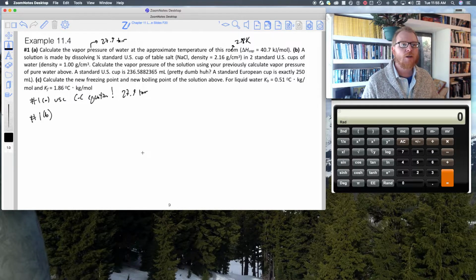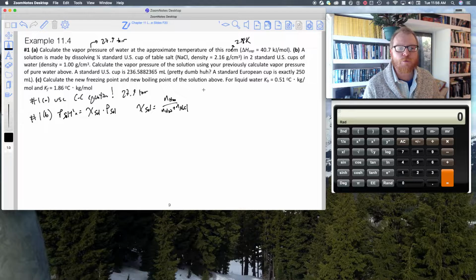Okay? So the first thing that I need to do to calculate the vapor pressure reduction, right? I recognize P solution is going to be chi solvent times P solvent. So we know 27.9 is the P solvent. So really what I have to calculate here is chi solvent, which is going to be the number of moles of H2O divided by the number of moles of H2O plus the number of moles of NaCl. So first, to calculate the number of moles of H2O, it's 2 standard US cups of water.